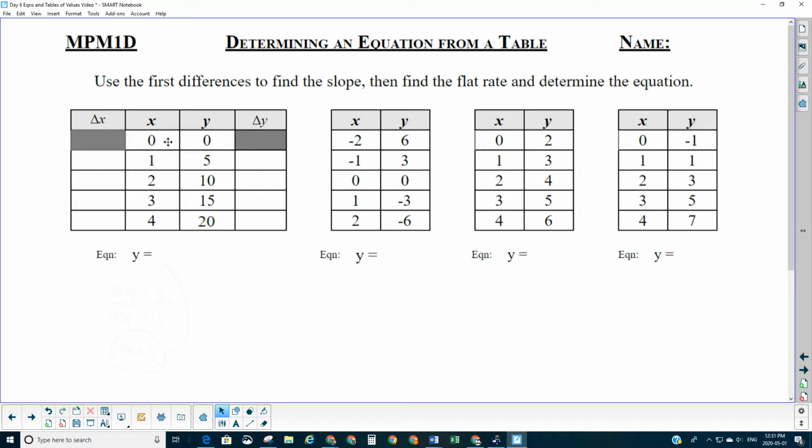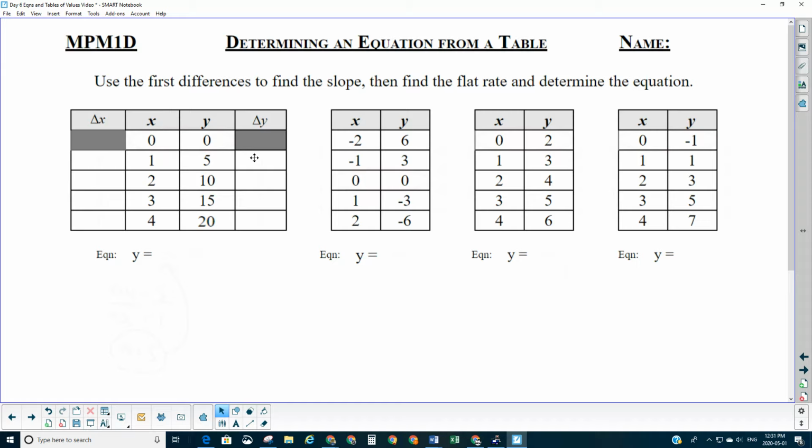So let's just look at this relationship as x is 0, 1, 2, 3, 4, y is 0, 5, 10, 15, 20. Now, we don't have a specific scenario here. We don't know if this is talking about you make $5 an hour or you cost $5 per ride. We don't know that, and it doesn't matter. We're just making the connection between x and y. So let's look at the first difference.